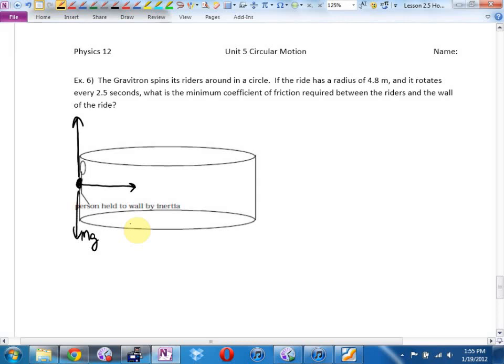And from here, we get two equations. Strangely, friction has to cancel out or equal gravity. See the vertical forces? Horizontally, there's only one force pointing towards the middle. Which one, Rob? Apparently, that is my centripetal force. Again, notice FC never appeared on here.